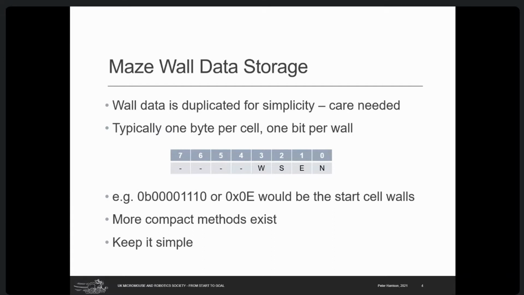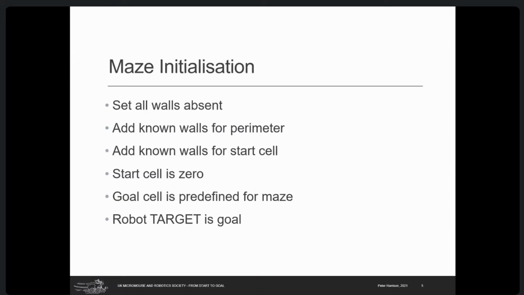Binary 1110, or E, is what you'd see in the start cell, right? So you've got a west, a south, and an east wall, and nothing to the north. And the corresponding cell above, which in my method is cell 1, would have a wall to the west only, so it would have a value of binary 1000, or 8 in hex. But my aim really is to keep this as simple as possible. There's just no point in making life more complicated than you need to, usually.